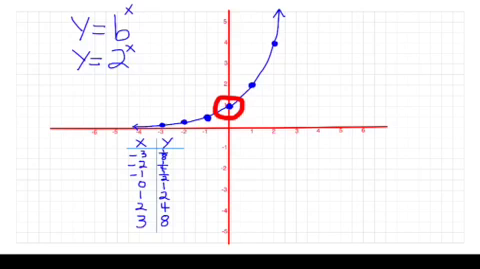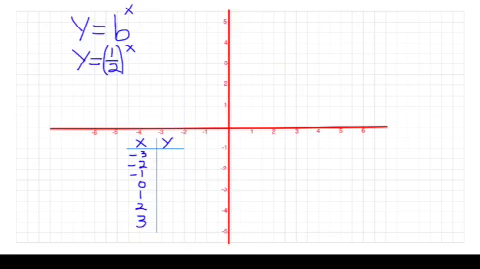Remember that because anything to the 0 power equals 1, the parent function will always cross the y-axis at 0, 1. The y-intercept is at 1. This is actually going to be true regardless of what we use for this base right here. So it's a defining characteristic of the parent function, in this case exponential growth. Now I want to do this again, but this time with a fraction. I want to do y equals 1/2 to the x power. Now this may be even trickier for some of you.